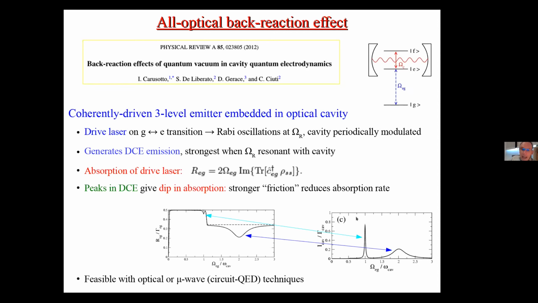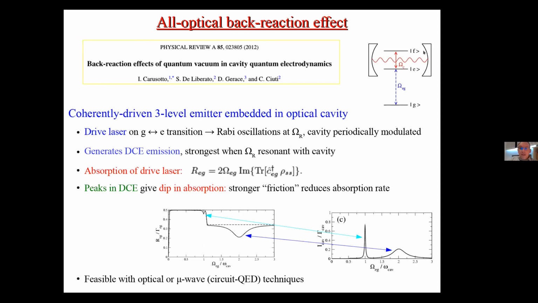Here is plotted the emission. And corresponding to these peaks of the dynamical Casimir emission, one finds an absorption of the light on this blue transition. So the fact that the atom emits dynamical Casimir radiation in the cavity has a back reaction on the laser field, which is creating these Rabi oscillations of the atom. So just by looking at some quantum optical observable here, one finds peaks due to the dynamical Casimir effect, which is a sort of friction created by the dynamical Casimir effect on the atomic dynamics.